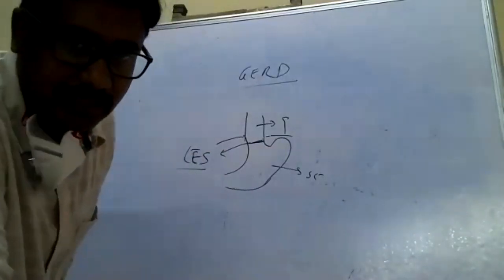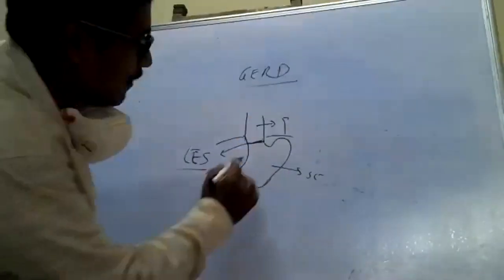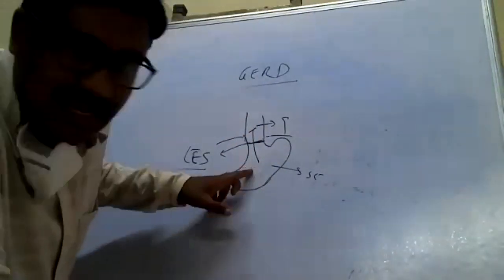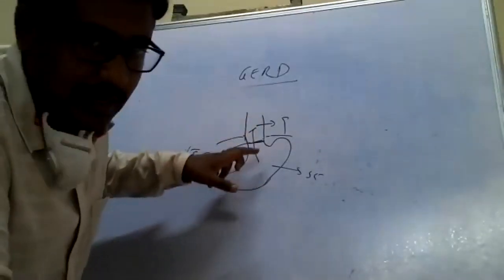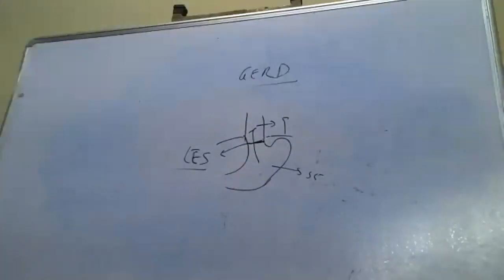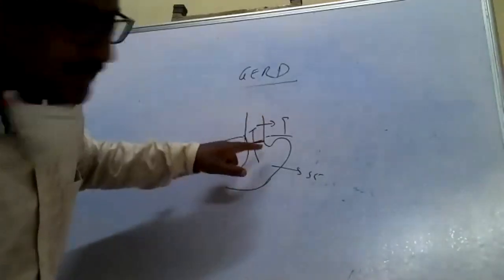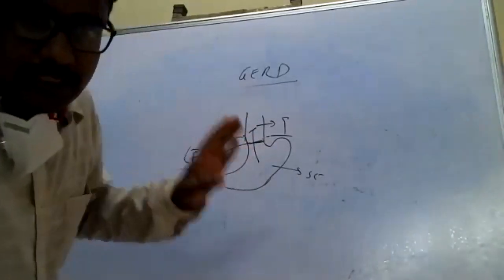Lower esophageal sphincter. So how does this sphincter function? How is the reflux of gastric acid from the stomach into the esophagus prevented? This gastric acid reflux from the stomach into the esophagus is prevented by this lower esophageal sphincter. So how is this lower esophageal sphincter closed? It is by a few mechanisms.